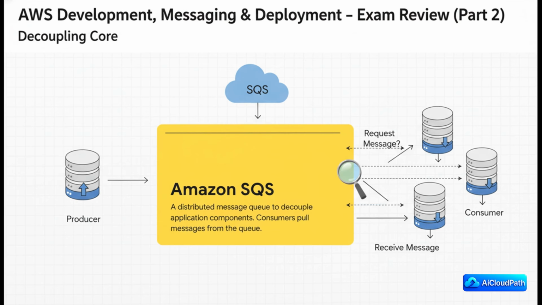Now, here's a key thing to remember. SQS is pull-based. That means your worker applications, the consumers, have to actively ask the queue, hey, got any messages for me? The queue isn't just pushing messages out into the void.